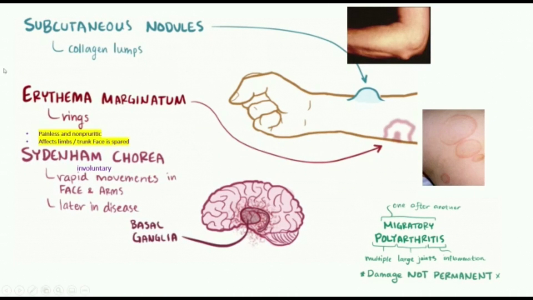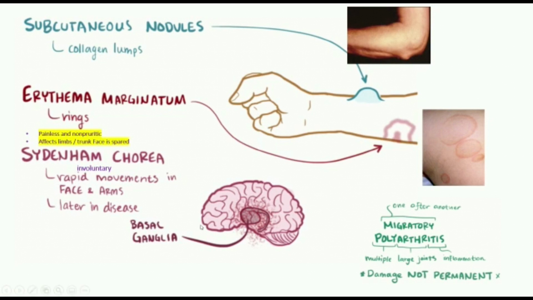So these are the signs the patient will have that are included in the Jones criteria. The first one is the subcutaneous nodules, which are basically caused by collagen accumulation, forming a lump. And then we have the erythema marginatum, which is usually painless and non-pruritic, and usually it's found on the trunk and limbs, and it spares the face.